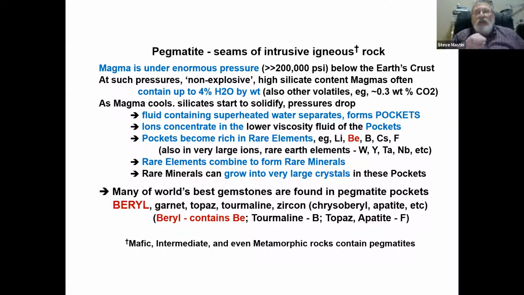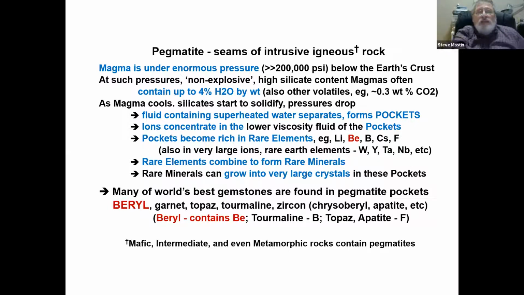So the pockets become very rich in all of those less than 1%, the rare elements. So rather than just being scattered any old place, silicates and these rare elements are forced together in the pocket. And that's where you also find very large ions, which normally you wouldn't find anyplace else, like tungsten. And you also find the rare earth elements. So if you go prospecting for some of these other things, pegmatites are the way to go.